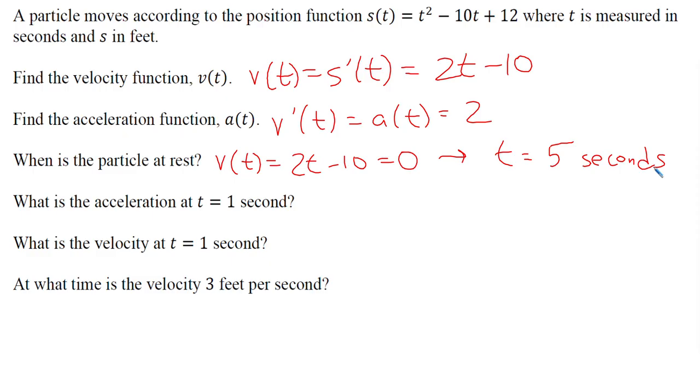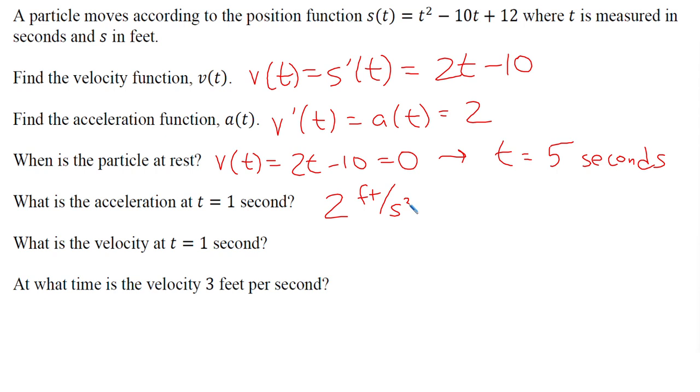The fourth part here, what is the acceleration at t equals 1? Well, the acceleration is always 2, like we just found in part B. So at t equals 1, it's also 2, and it's 2 feet per second, or feet per second squared.